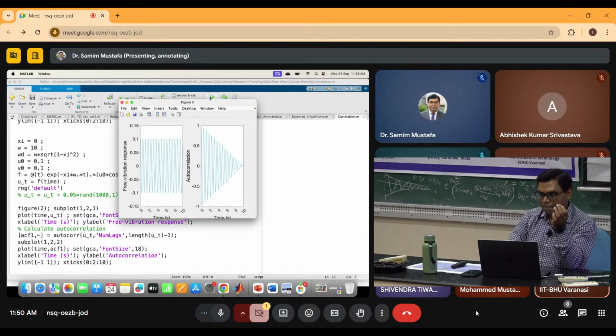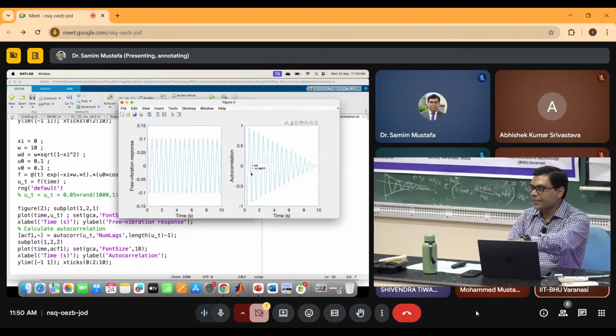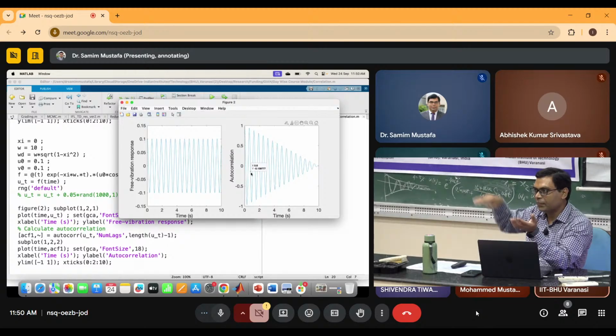See, the response is not decaying because it is free vibration response, so no one can stop that vibration unless you apply certain external force. Okay, however, there is an autocorrelation. Why? Because it is a sinusoidal function. You see there is a cyclic pattern, they are related, they are not random, right? So this type of exercise you can carry out to understand the dynamics more appropriately.